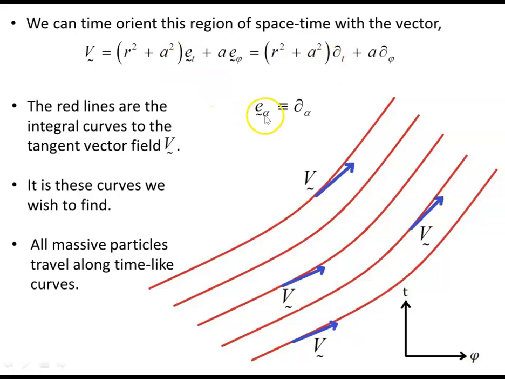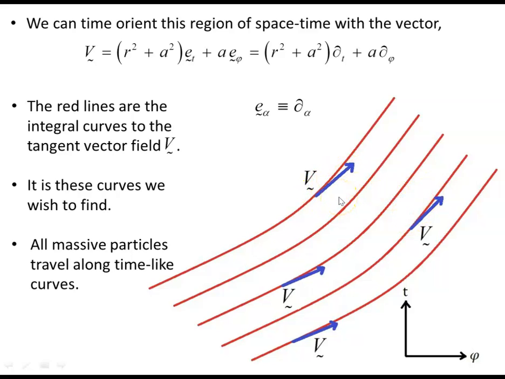Okay, E alpha, we can express our basis vectors in basis form, or we can use the differential form. The red lines are the integral curves to the tangent vector field v. So we have our vector field v, which time orients. This vector v points in the direction of increasing time. It points towards the future.